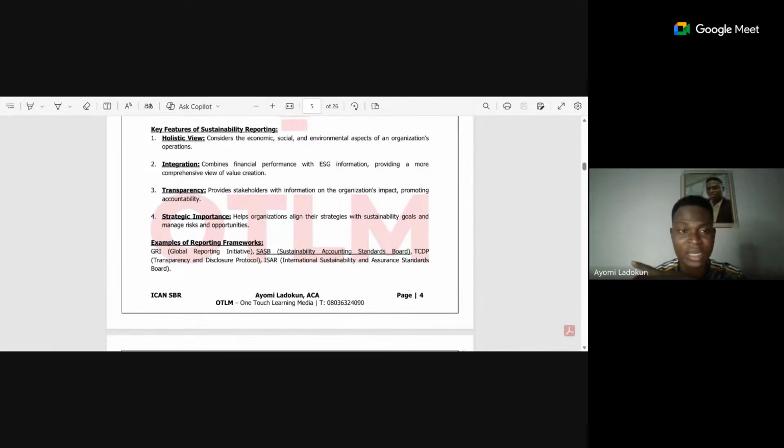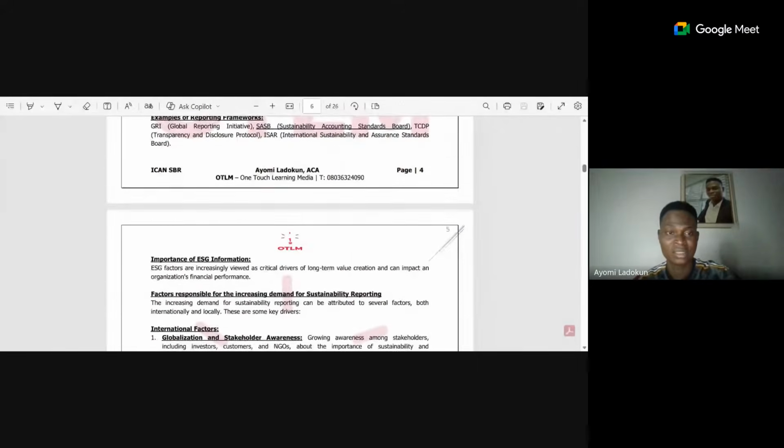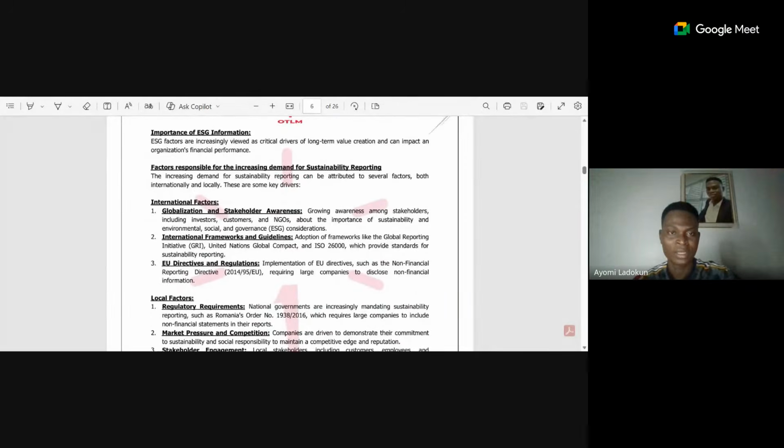Then, as I mentioned earlier, we have some examples of reporting frameworks. We have the GRI, the Global Reporting Initiative, then the SASB, the Sustainability Accounting Standards Board. We also have the TCFD, the Task Force on Climate-related Financial Disclosures. Just for you to know all of that in case they decide to ask you, right?